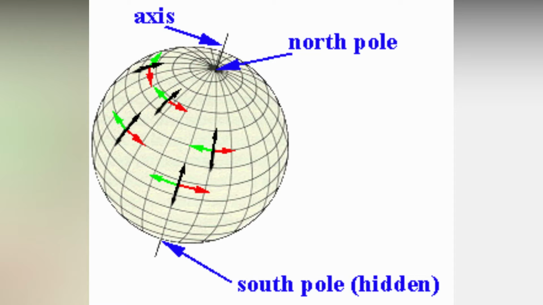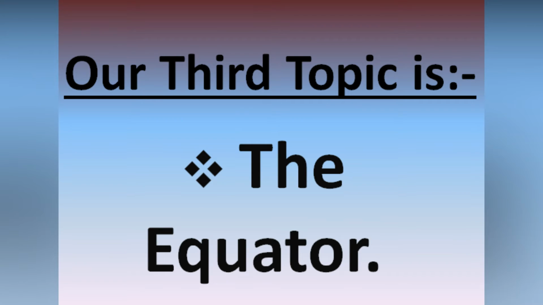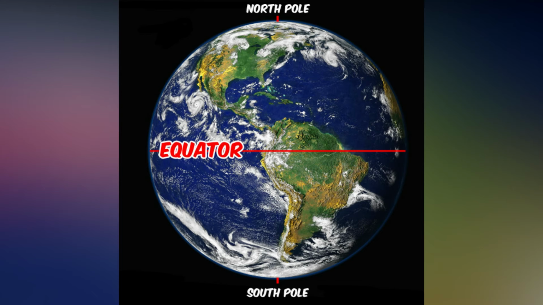Look at the globe. The two ends of the earth are called the poles. The north end is called North Pole and the south end is called South Pole. There is an imaginary line passing through the center of the earth connecting the two poles, called the axis. Our next topic is the equator. It means equalizer. The equator is an imaginary line around the earth that divides it into two equal halves. They are the southern hemisphere and the northern hemisphere.